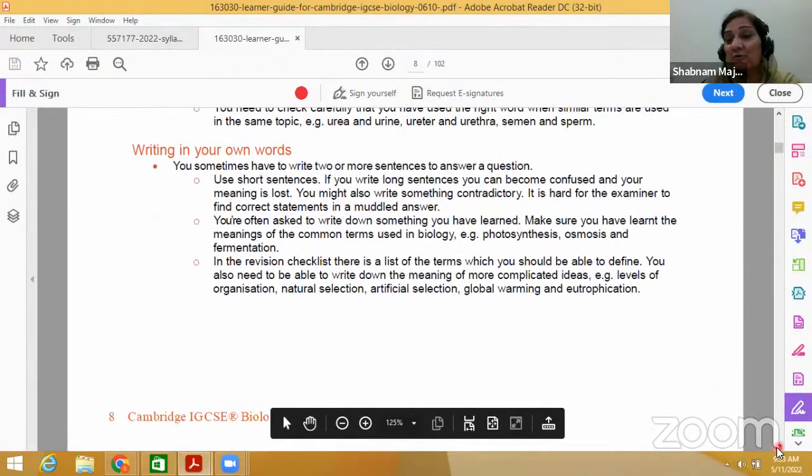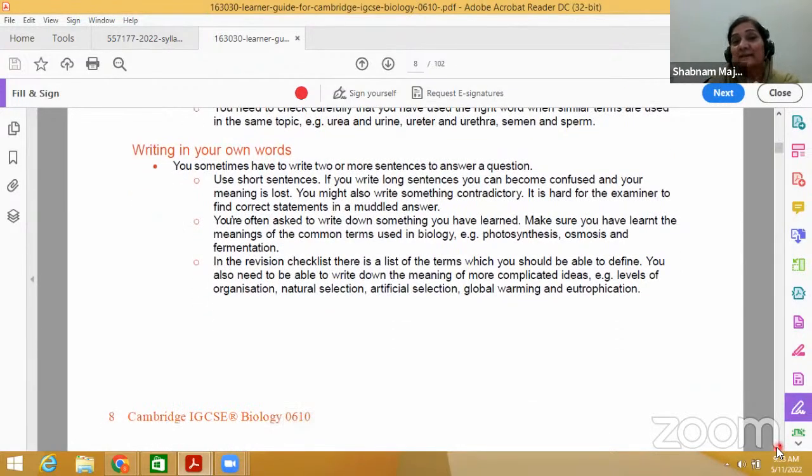Now, writing in your own words. I must tell you one thing. If your English is good, your vocabulary is good, and you have a grip on your biological terms and key words, then it's fine to use your own words. But in biology, even in chemistry and physics, it's better to, I don't want to say rote learning. In O levels and A levels, I always say there is no need for rote learning.